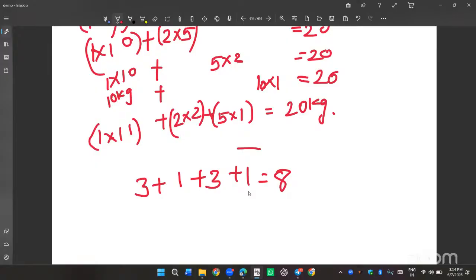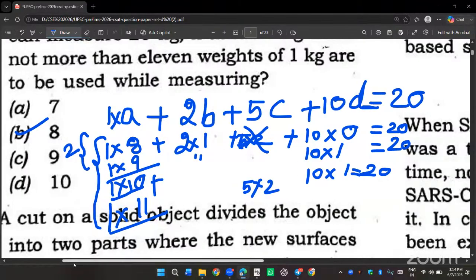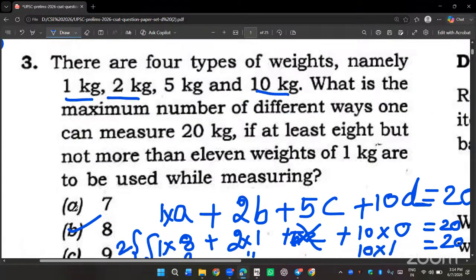So the answer is B for this question. So D series, a third question. The answer is 8. Next.